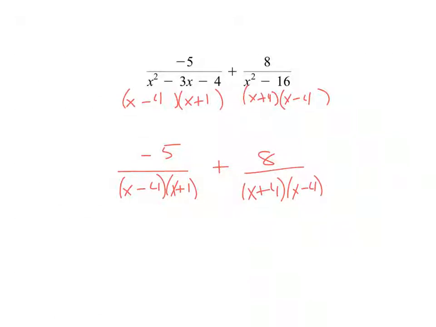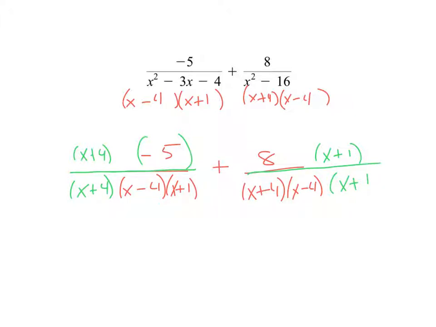Now just like the previous problem, I'm going to give each fraction what they do not have. So the first fraction is missing the x plus 4 from the second fraction. So I'm going to give it to the bottom. If I give it to the bottom, I'm going to also give it to the top. Okay, so now that has the same bottom. And I'm going to give the second fraction the x plus 1 that it doesn't have on the top and the bottom. So now I can rewrite both fractions together with the same denominator because they have common denominators.